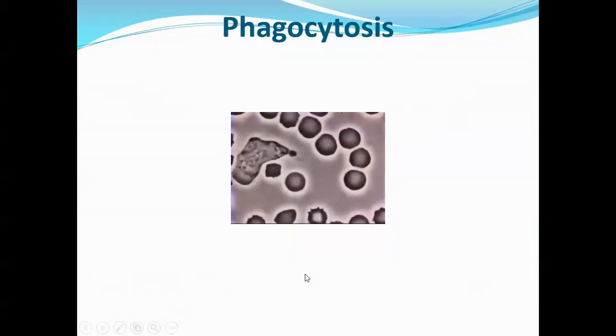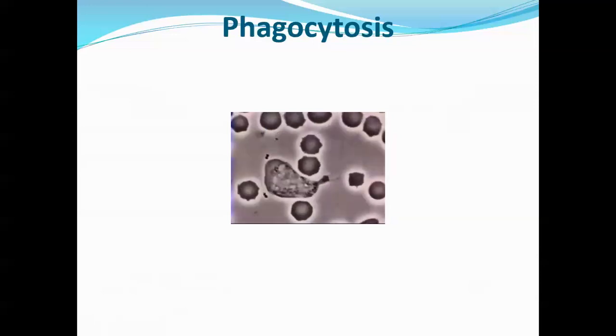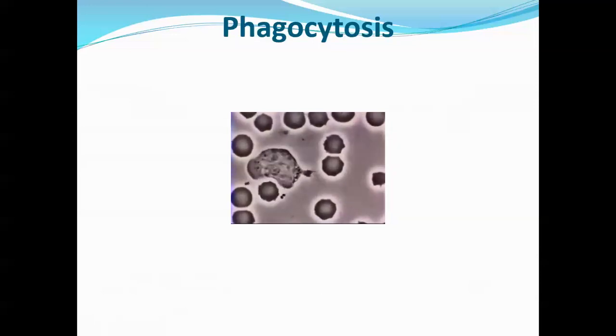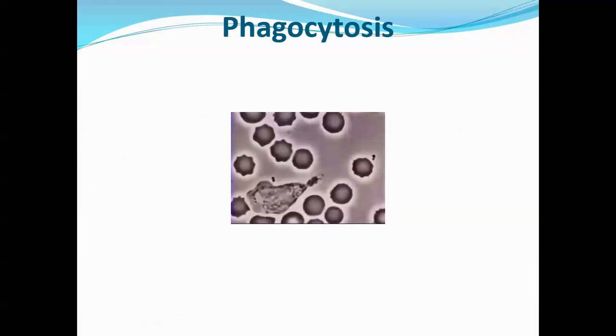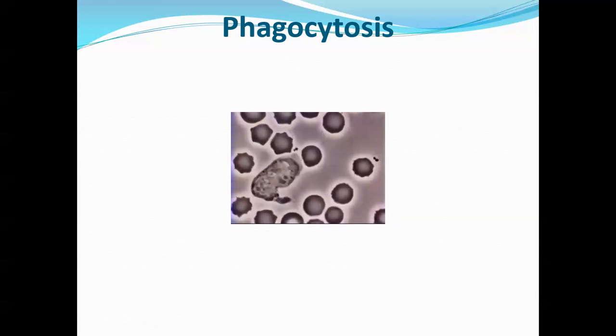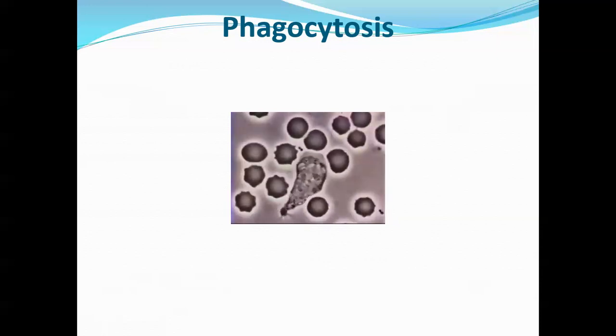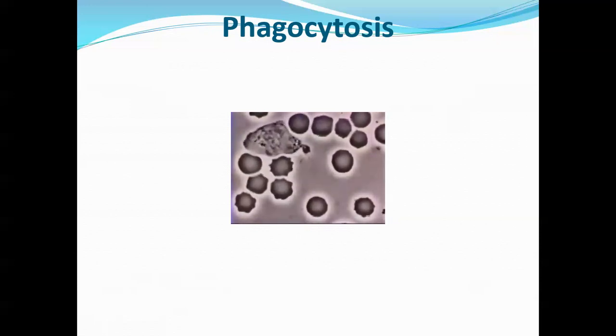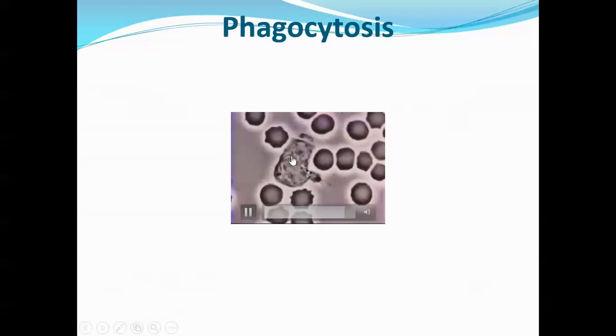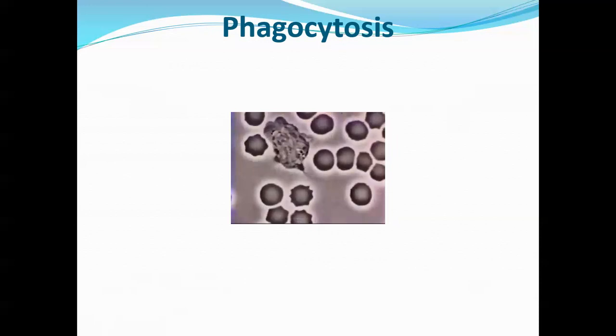So this is a cartoon, well, a video of a neutrophil chasing some bacteria, and then phagocytosing. So here, what has happened is that the neutrophil has flowed its cytoplasm around that bacterial cell and then enveloped it to take it inside. You can divide that video into different processes.